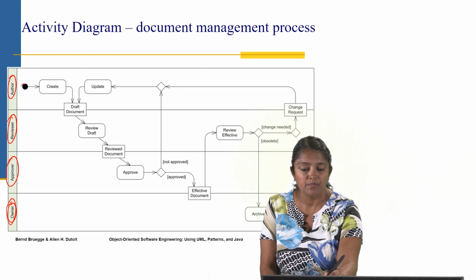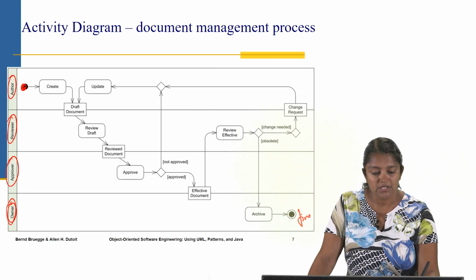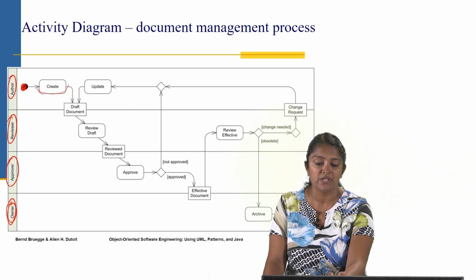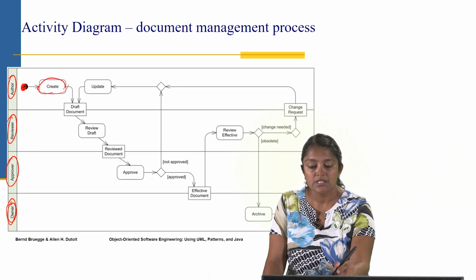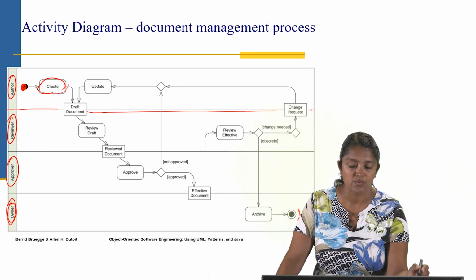So basically we have our start state and a final state. So that's the final state. So in the start state, the first activity is basically creation of the document. It's the author who's involved in it. That's the reason it's inside the author's swim lane.